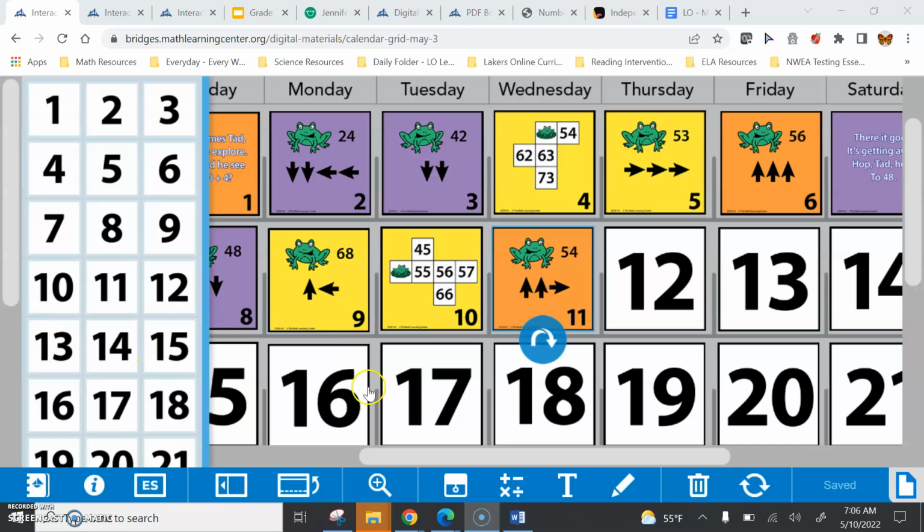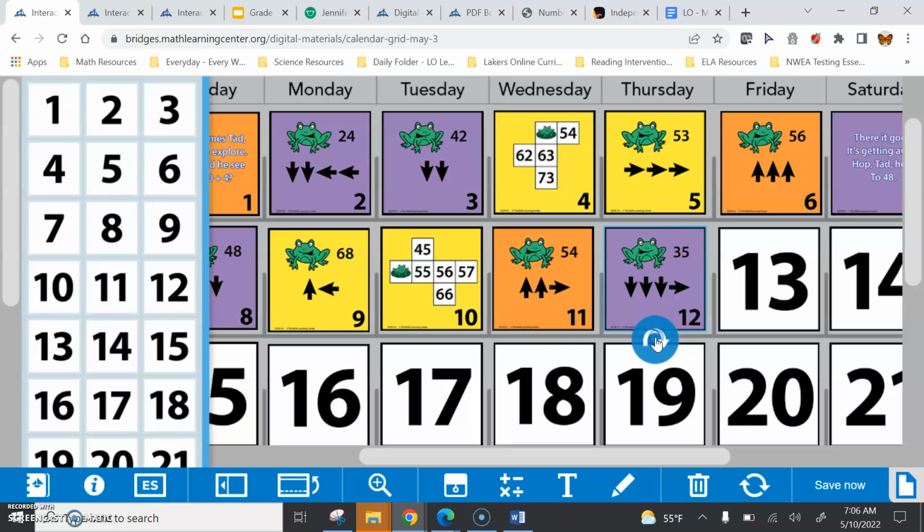Let's find out what is on our calendar for the day. We know our friend Tad has been hopping all over our chart with numbers. Let's see where he lands today. He was on the number 35.